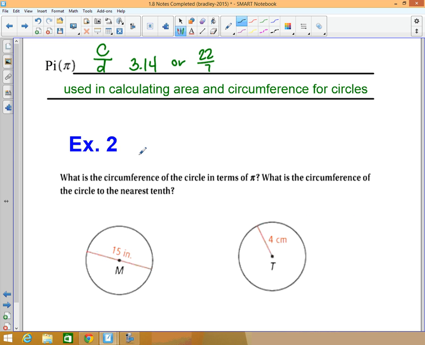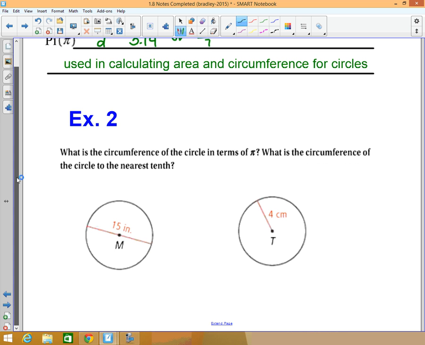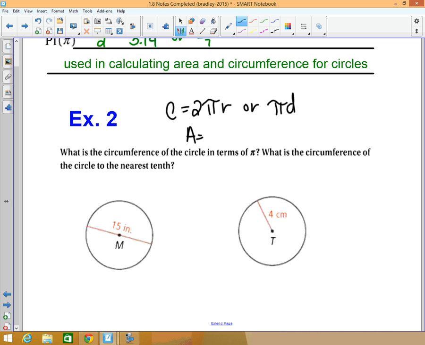All right. Next thing we need to talk about is what is pi. Pi is a ratio of circumference to diameter. It's represented as 3.14 or 22 over 7, and it's used in calculating area and circumference for circles. Okay, so let's go ahead and use it to calculate. Remember that we said that the circumference is going to be equal to either 2 pi r or pi d, and we said that area of a circle is going to be pi r squared.